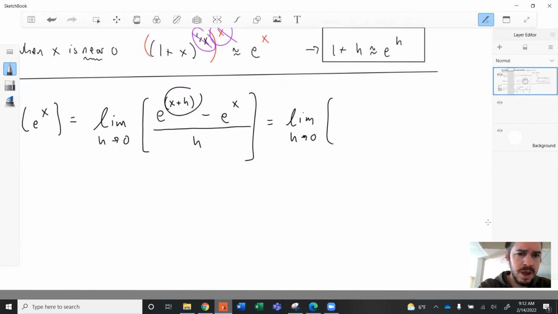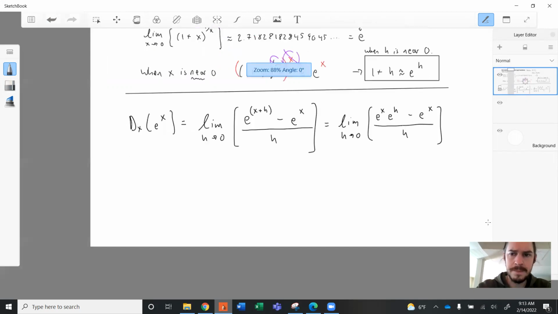When you have an exponential expression with two powers that are added together, remember that you can rewrite that as a product of the two exponential expressions. You multiply the two exponential expressions together with the same base. You can combine them by adding the powers. But we're just doing the reverse of that and separating them apart. So we have that minus e to the x, and then all over h.